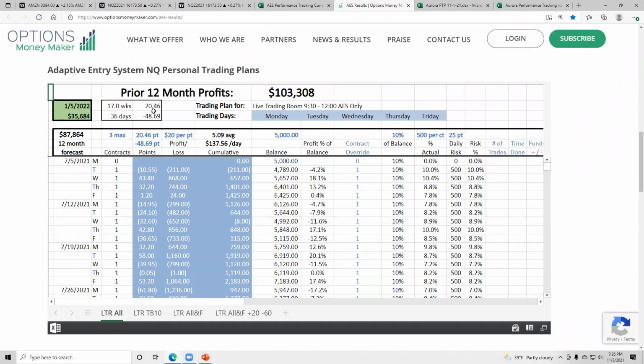Start with $5,000. We're 17 weeks into this year. The prior year, we did $103,308. Maximum contracts are 3. Of course, you can increase or decrease that. And right now, the current year, second year, we're 17 weeks into the second year forecast, is $87,864 based on the current run rate. But that's not taking fractals.